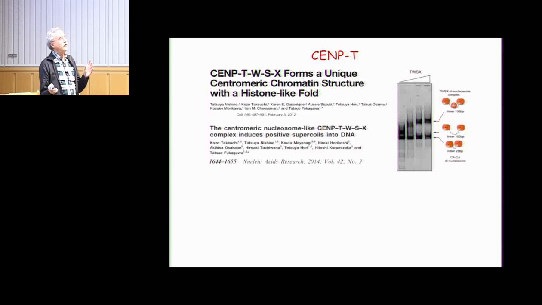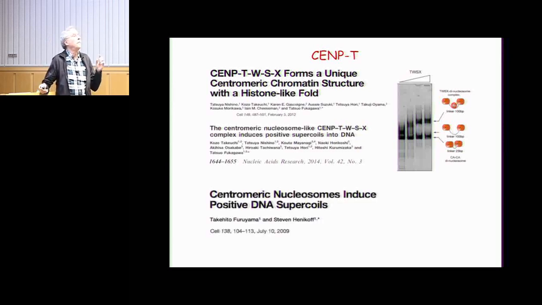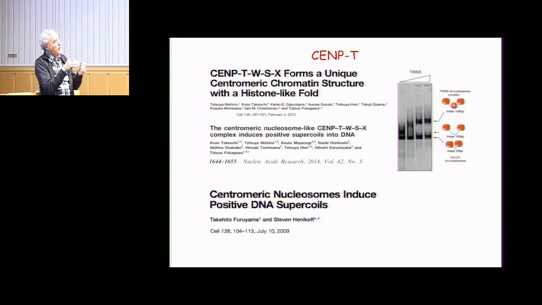And that was reminiscent of something we'd shown many years ago for budding yeast in vivo. We showed that centromeric nucleosomes induce positive DNA supercoils. So let's go back to the beginning of the talk, where I talked about torsion and the orientation, the wrap of the DNA left-handed around the particle. Well, what we infer from this and from our mapping is that both of these particles actually wrap DNA in the opposite direction. So it's a fundamental distinction between centromeres and the rest of the genome. It wraps DNA in the other direction.